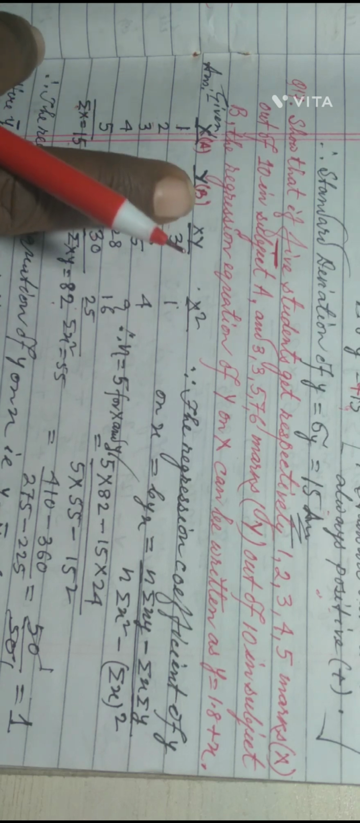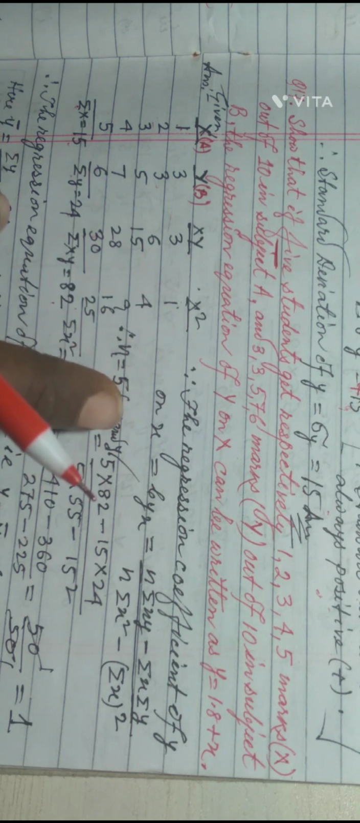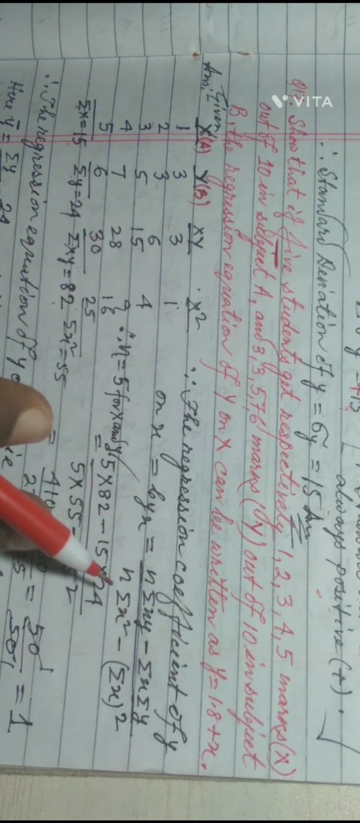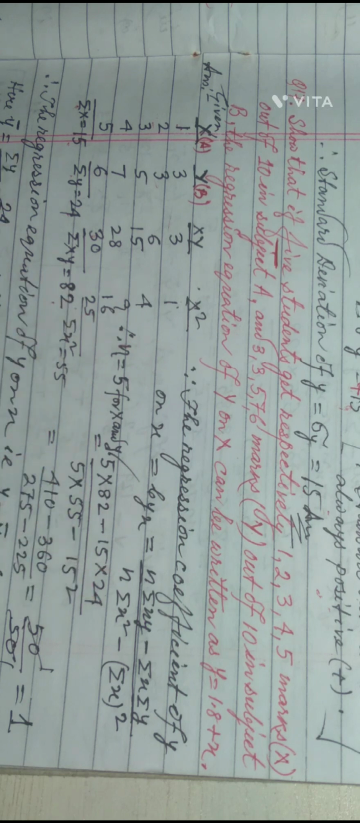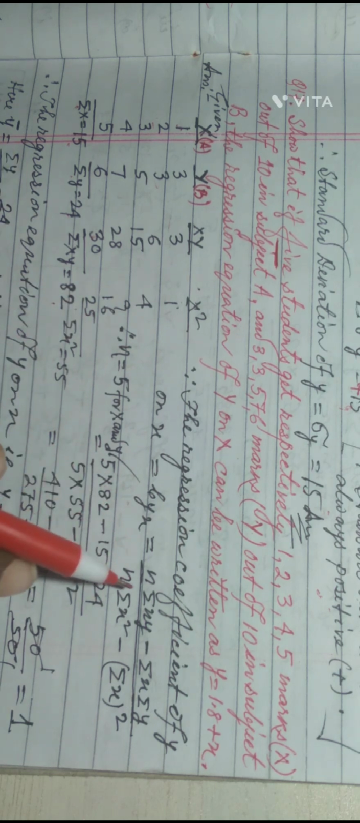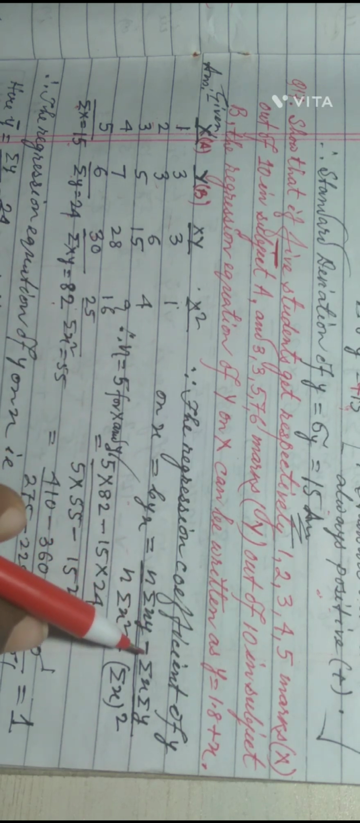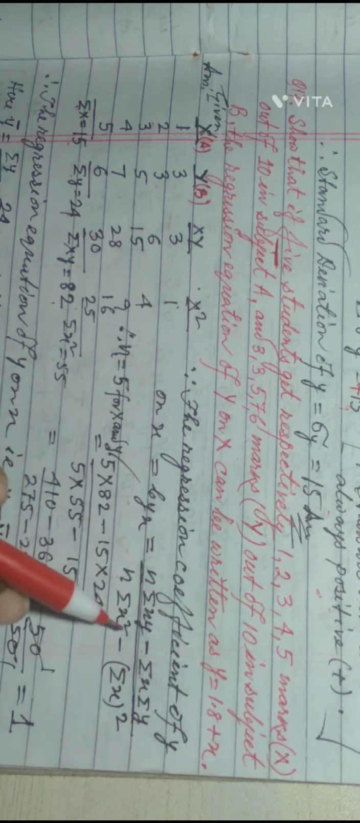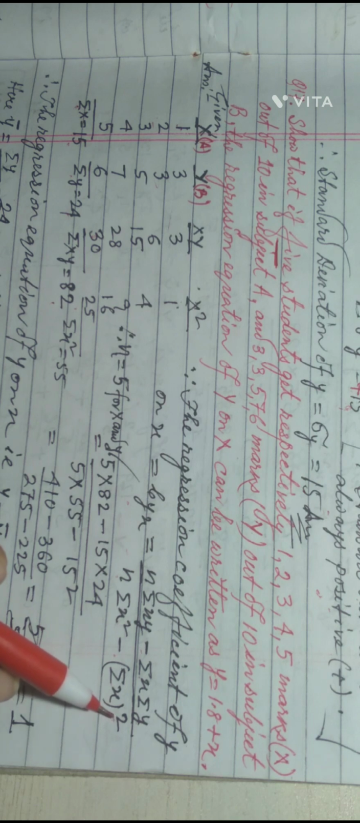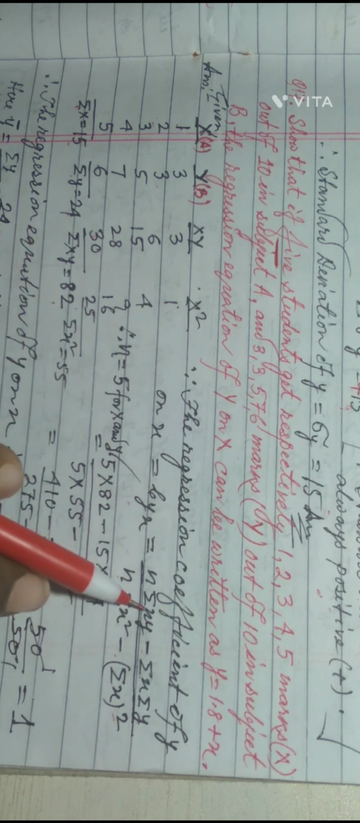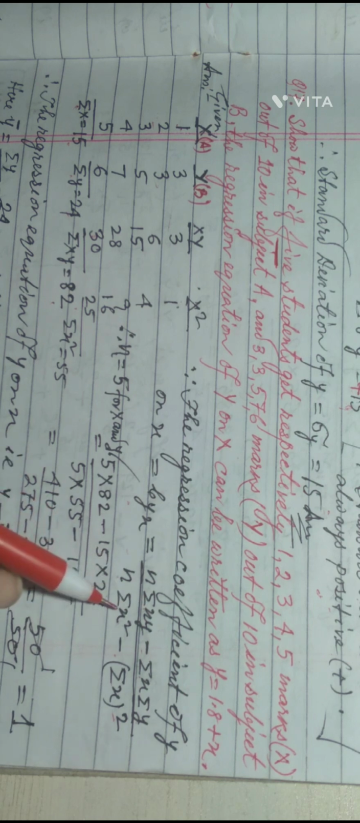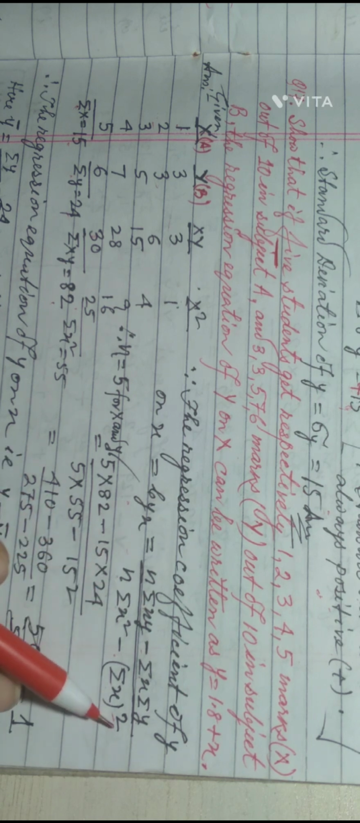We find x, y, xy, because we know the regression coefficient of y on x. What is the formula? byx equals n into sigma xy minus sigma x into sigma y, divided by n into sigma x square minus sigma x whole square. That means we have to find sigma x, sigma y, sigma xy, sigma x square, and sigma x whole square.